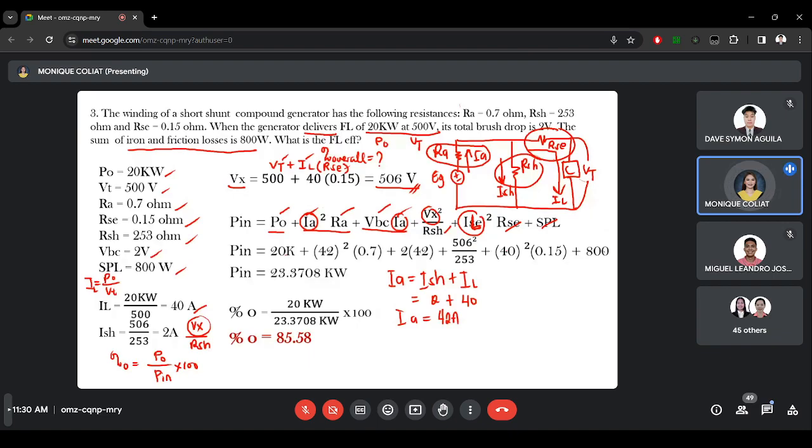Inaantok. Si ma'am, may mga sinasabi na sa sobrang bilis magsalita, iba na yung sinasabi.